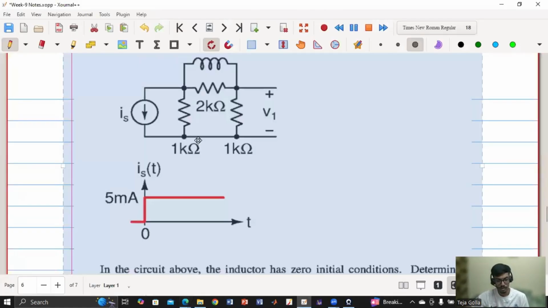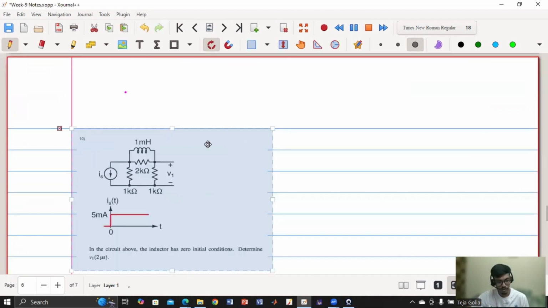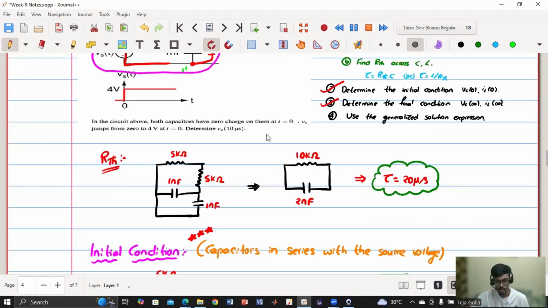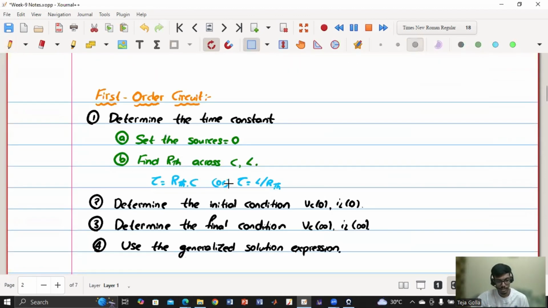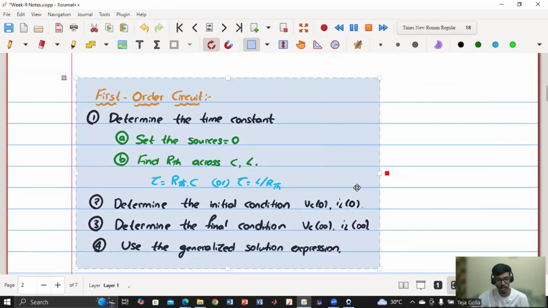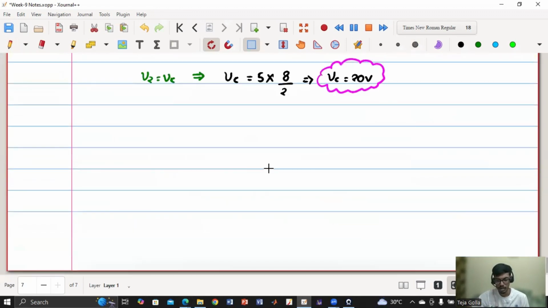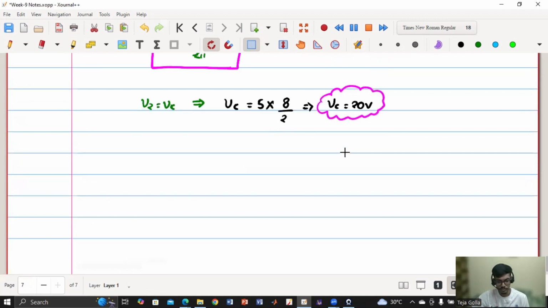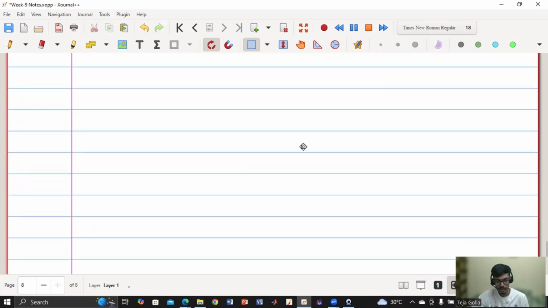Set all the sources to zero, sir, to find time constant. Yes. So we'll follow the same steps and rules. Let me just copy paste. Sir has discussed this, and I have just summarized it into these points. Sir discusses this so that you correlate that the theory that we have learned is the same, and you can solve any of these problems using this theory.